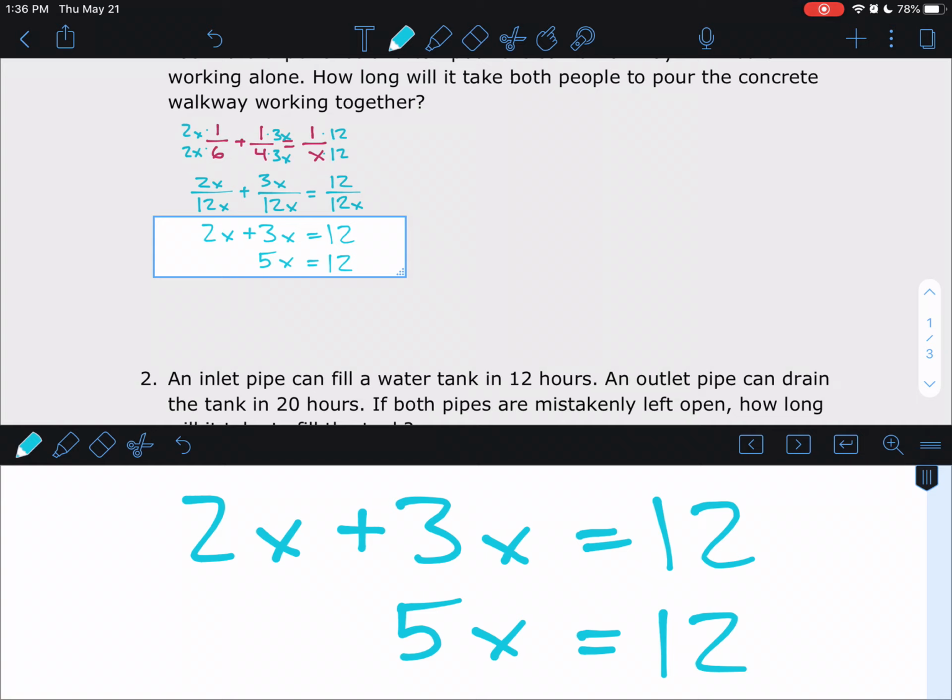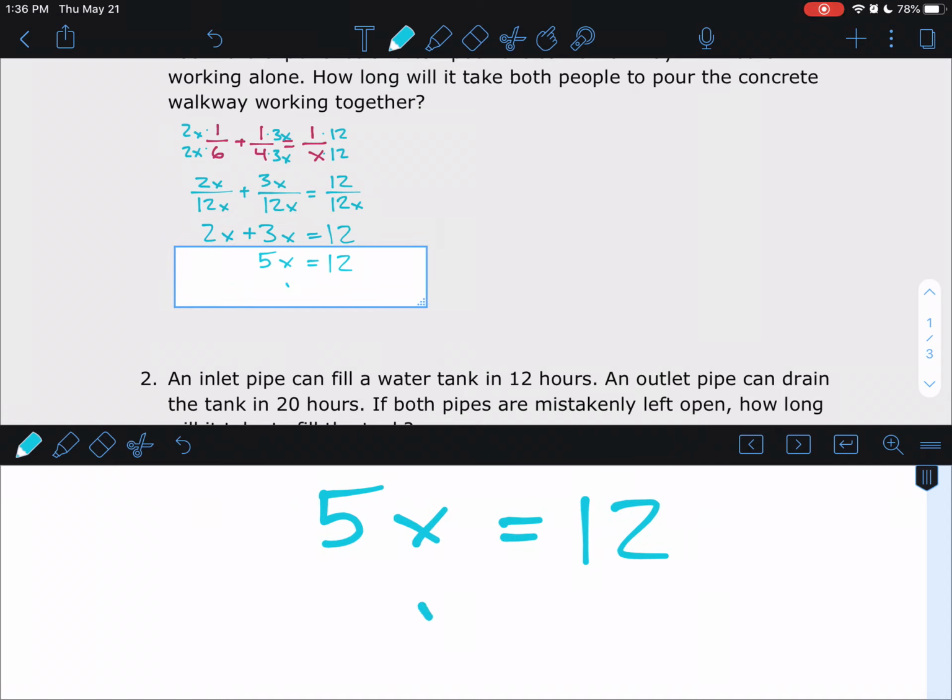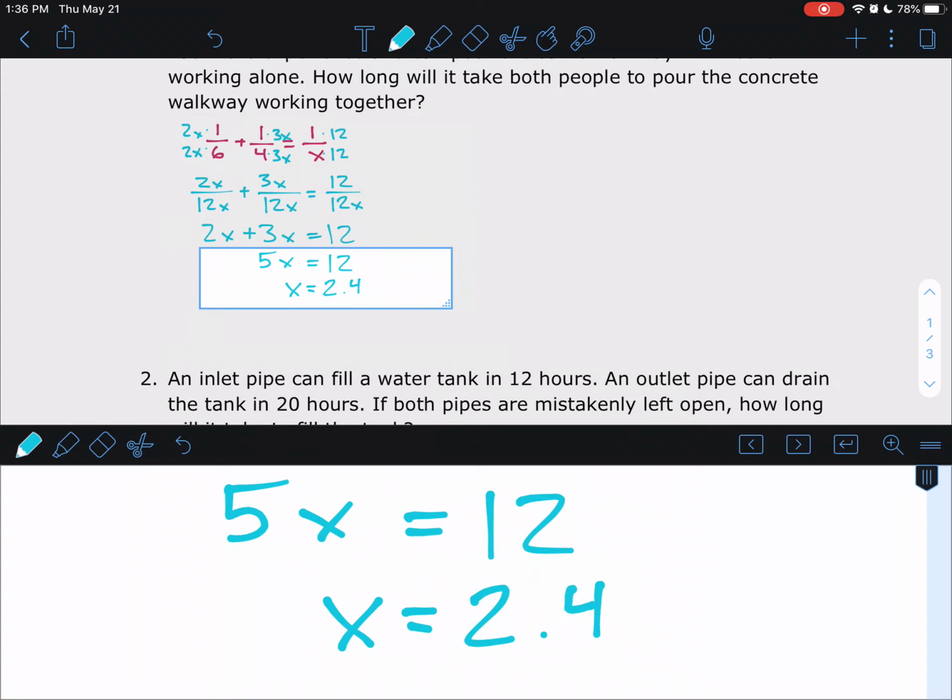And then I have my calculator sitting right next to me. And to solve for x now, you just have to divide by 5. And x equals 2.4. And 2.4 is the number of hours it's going to take them to pour 1 concrete walkway when they're working together. So 2.4 hours. And there's our solution.